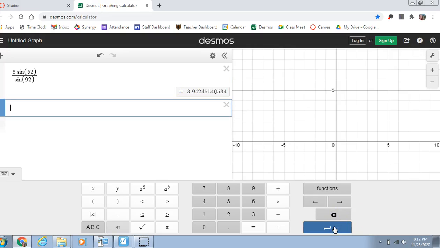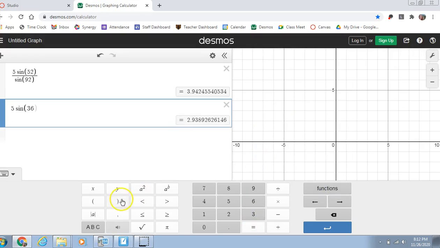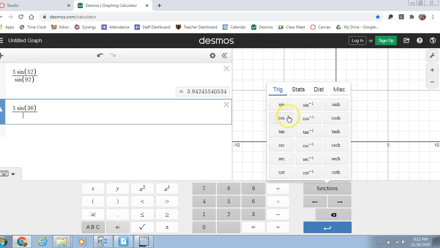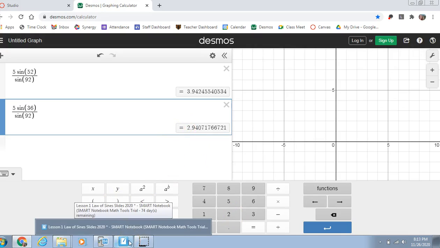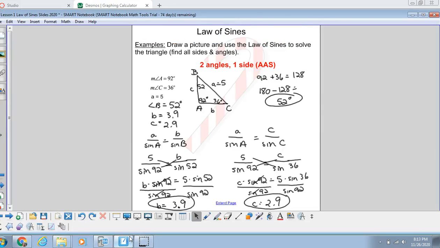And then for our second part, when we're finding c, we had 5 times, go under functions, for sine of 36, don't forget to close your parentheses, divided by the functions for sine of 92, and we get the same value of 2.9. So whether you're using a graphing calculator or using Desmos, we get the same values.